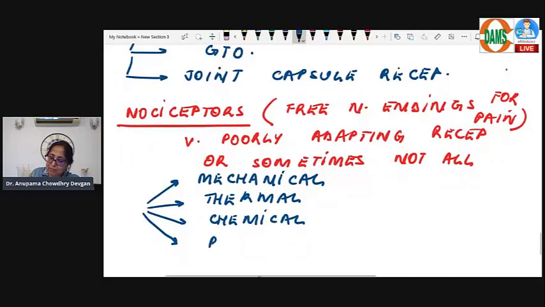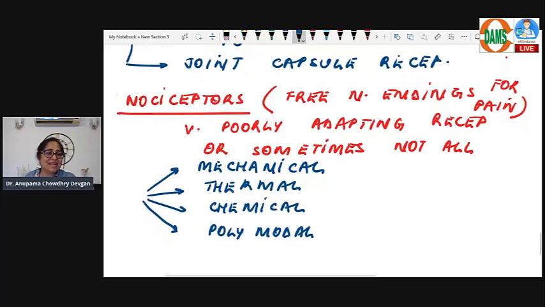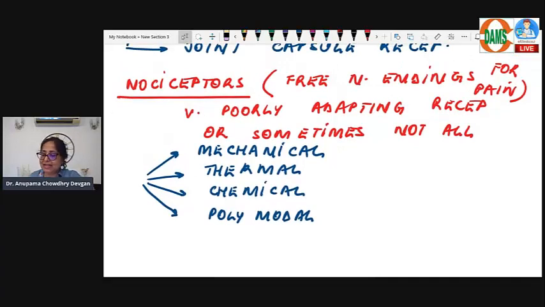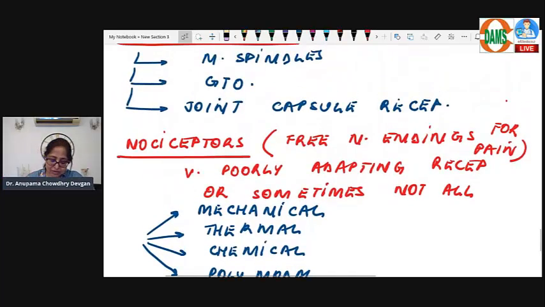They could be polymodal nociceptors. What are polymodal? They respond to more than one type of pain. This is what is known as nociceptors. Nociceptors are very poorly adapting receptors or sometimes not at all. Have you understood? So these are your somatic receptors.